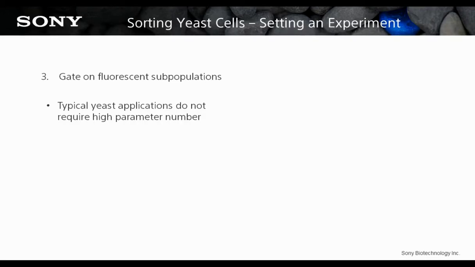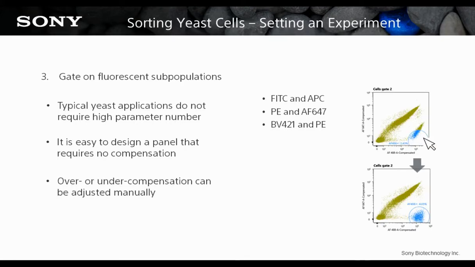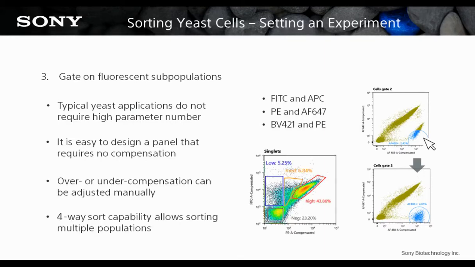Let's look at fluorescent detection. Typical yeast applications do not require a high parameter number. On a laser-separated system with 12 detectors, it is easy to design a panel that requires no compensation. Also, Sony software contains a very useful manual compensation tool. Over or under compensation can be adjusted manually by dragging the populations in the plot, or you could follow the auto compensation wizard as well.